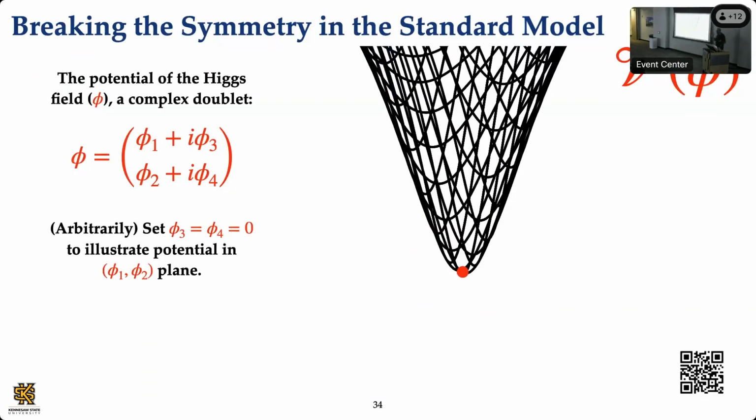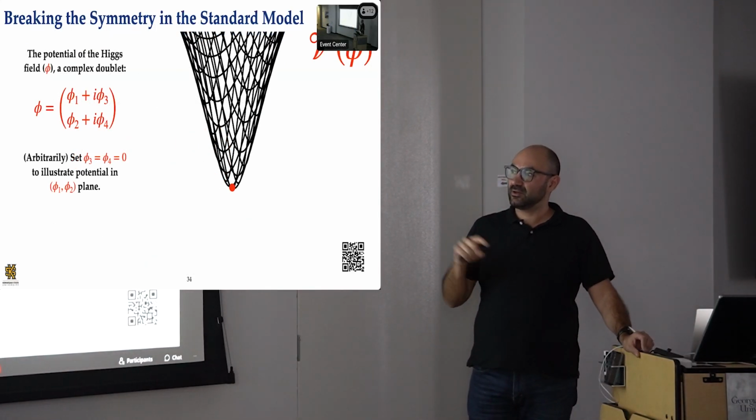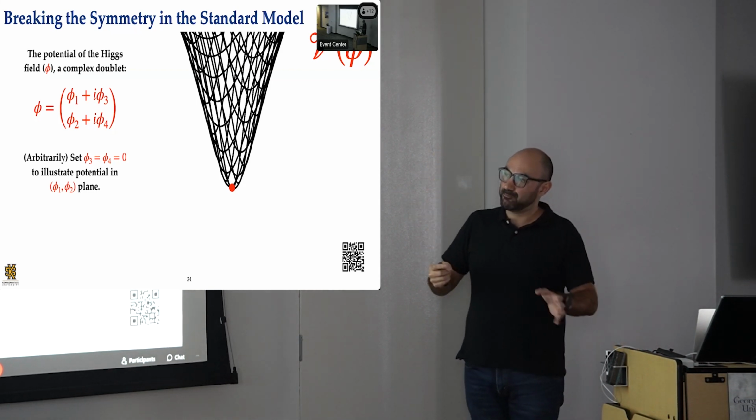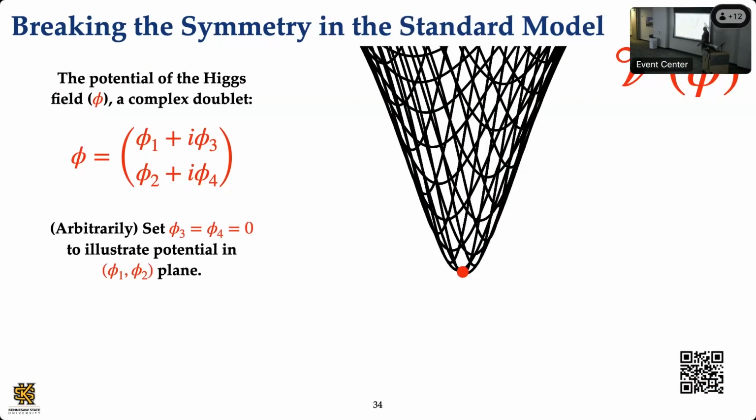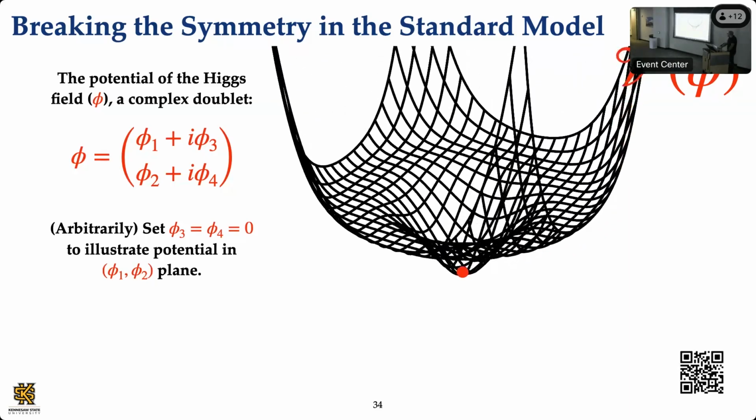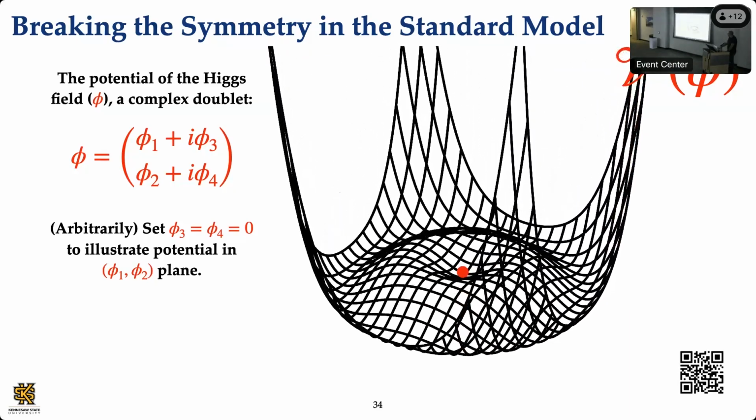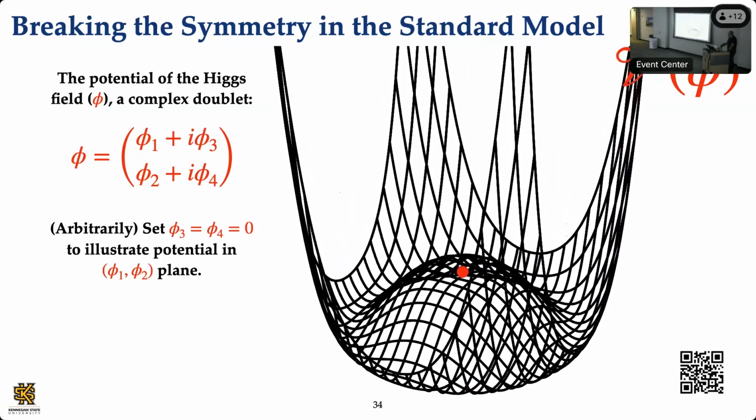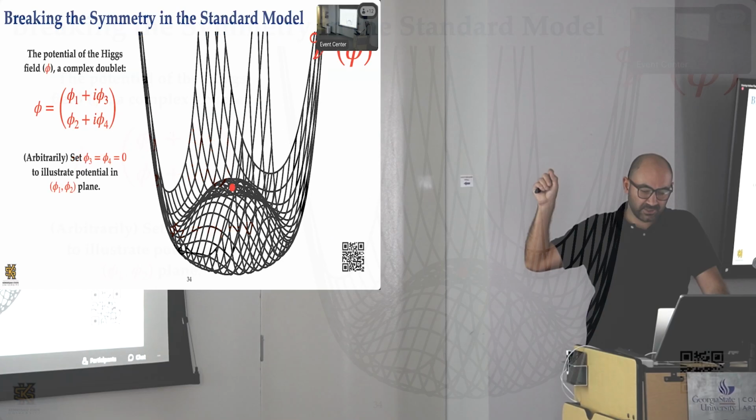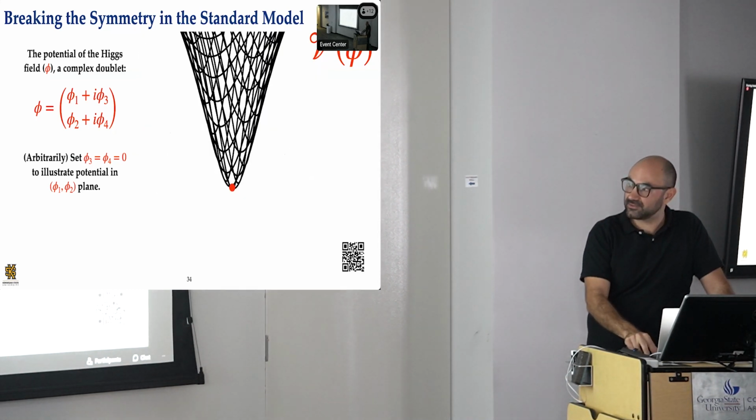Of course, I cannot display four-dimensional objects on the screen, so I just set phi 3 and phi 4 to 0 arbitrarily, and I now plot the value of the potential in which this field lies on the phi 1, phi 2 plane. So I can show you a three-dimensional plot. So let's focus on the minimum. I probably need to go back again. So this is the possible evolution of this potential from the early universe to our day to day. So let's start this again.